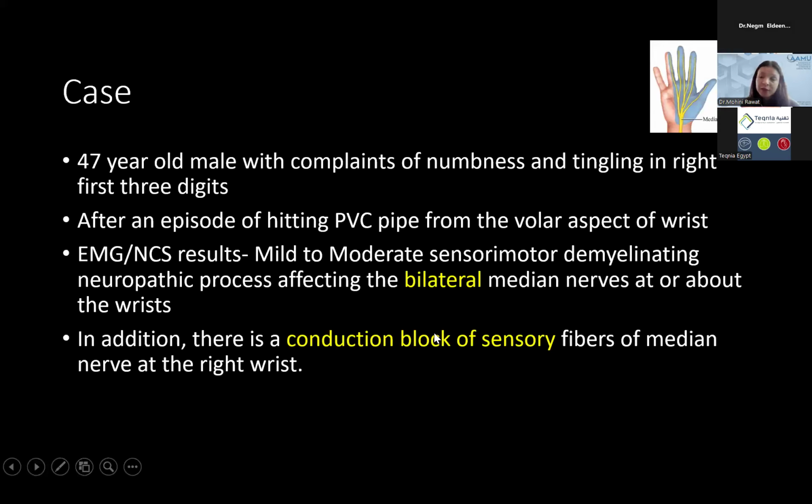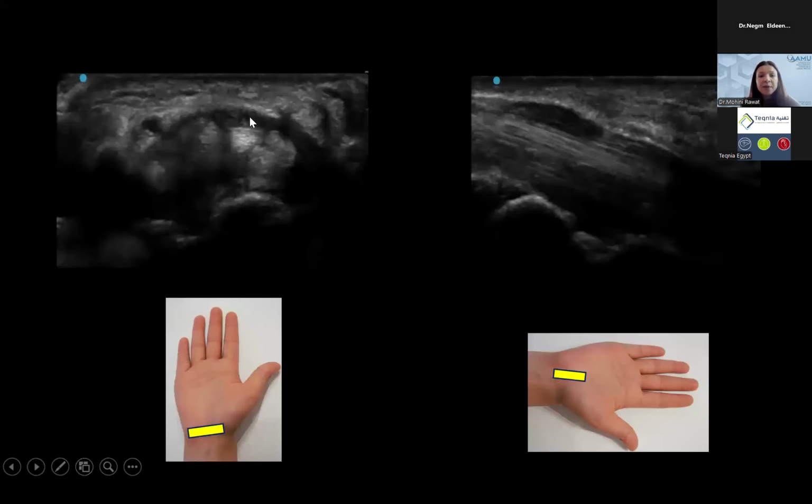So we know that in acute processes, the first thing we see is conduction block of sensory fibers. So here is the image. You can see this is the nerve right here, and at the site of impact where he was hitting against his wrist on the volar aspect, you can see that local edema in that area. Although clinically you would say this is carpal tunnel syndrome, the etiology and how it happened was different.